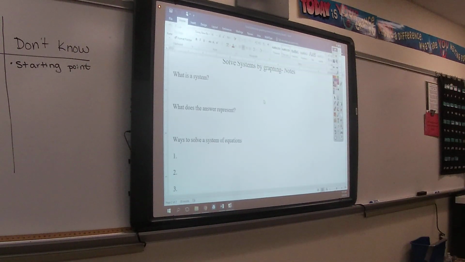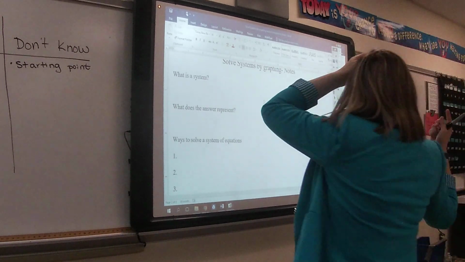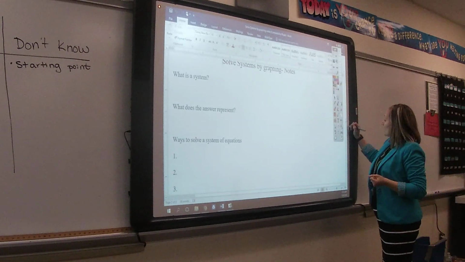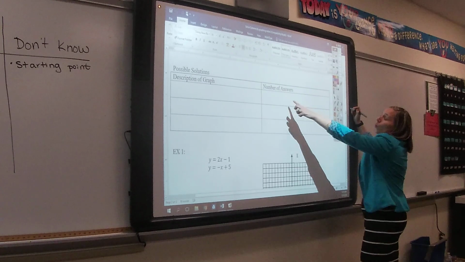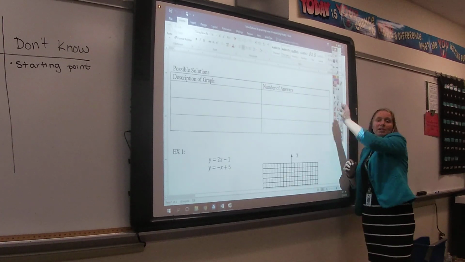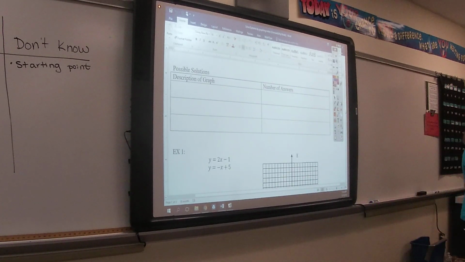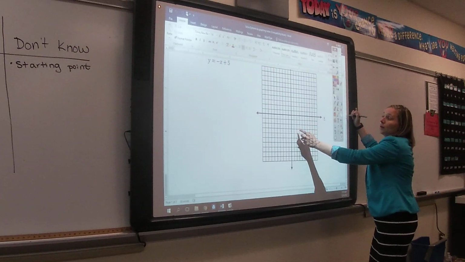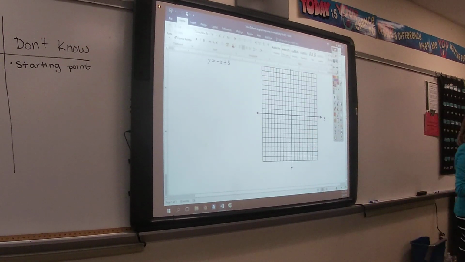Okay, so we then looked at the different types of answers we could have, right? We said if we get intersecting lines, we would have one solution, and what would the one solution be? What did we say we would do? We would name the point. So we looked at example 1 here, and we graphed them both, and we found an intersection point of 2, 3. Is that correct?